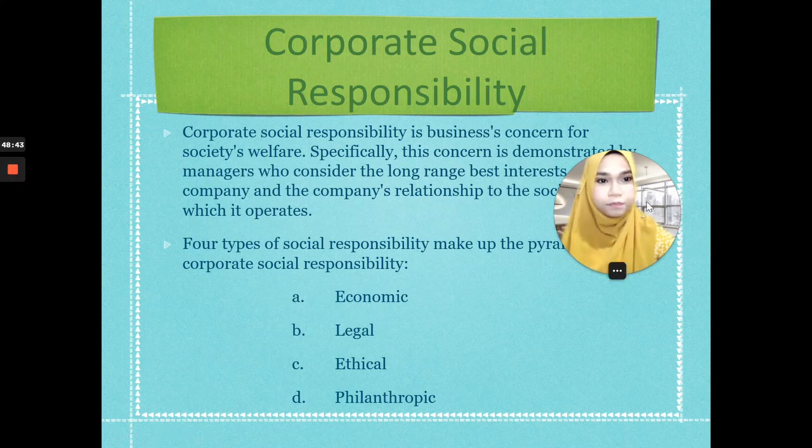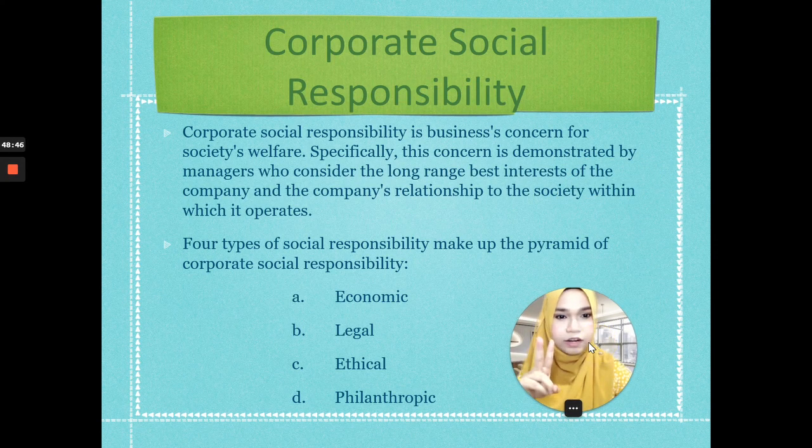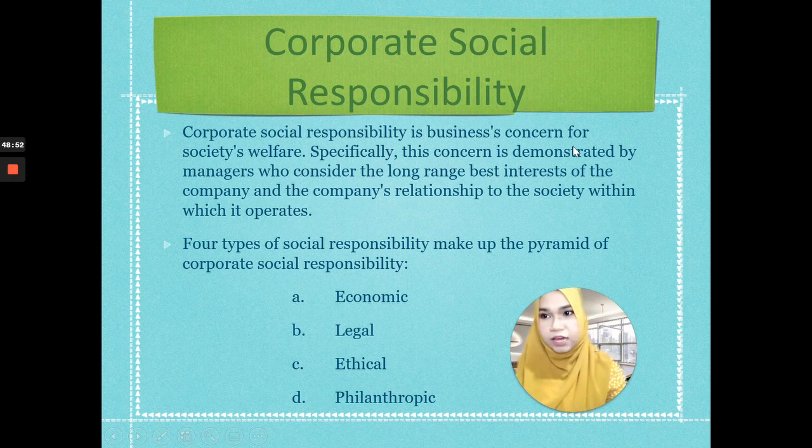Okay, we move on to the second part of this chapter, which is corporate social responsibility. I hope I can finish everything in just 1 hour. Yeah, I have another 10 minutes.